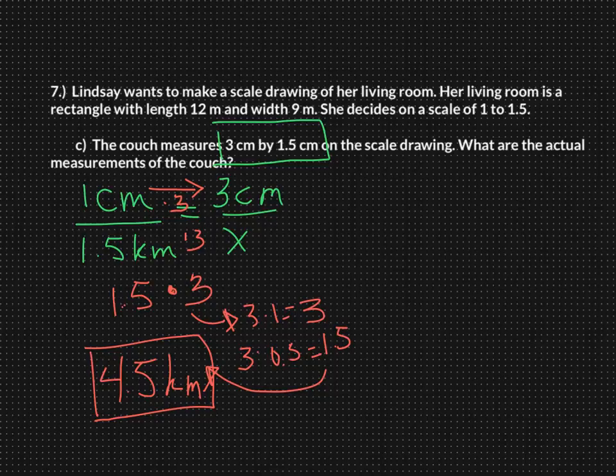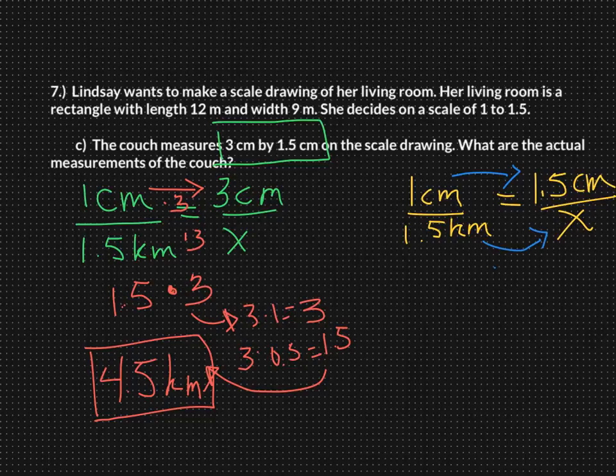And then for the next one, I have to find the 1.5 centimeters. So this is going to look a little funny because I've got 1 centimeter over 1.5 kilometers. And that's equal to 1.5 centimeters over some number that we don't know. So I have to say to myself, what do I multiply 1 by to get 1.5? Of course, it's 1.5, so I'm multiplying times 1.5.